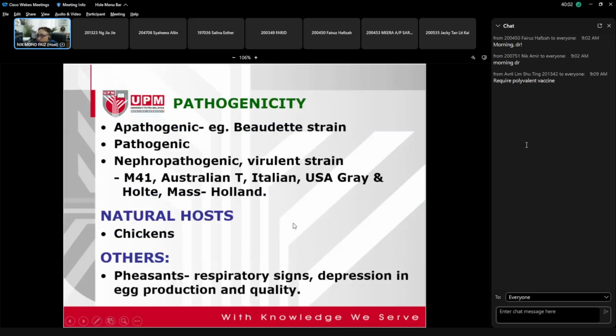The pathogenicity of this virus can also be classified into several classifications. One is apathogenic, which means they don't really cause disease, like the Budet strain. Some are pathogenic, they can cause mortality. And we have the much more virulent one, nephropathogenic, the most virulent strain, the one that can cause kidney issue. M41, Australian T, Italian, USA Grey, Holte, Massachusetts.